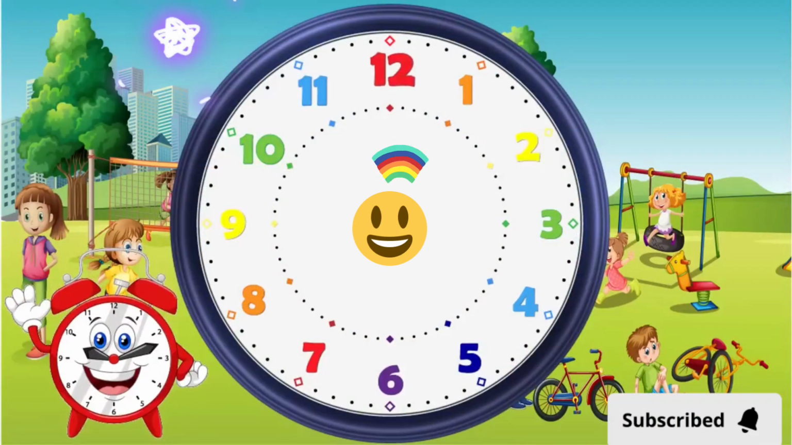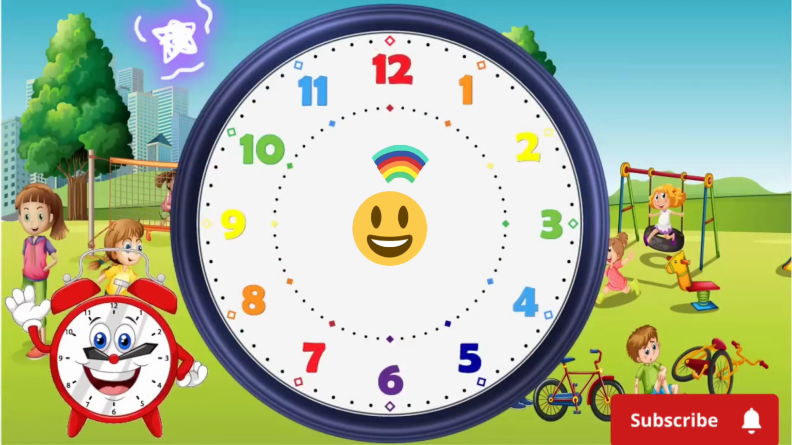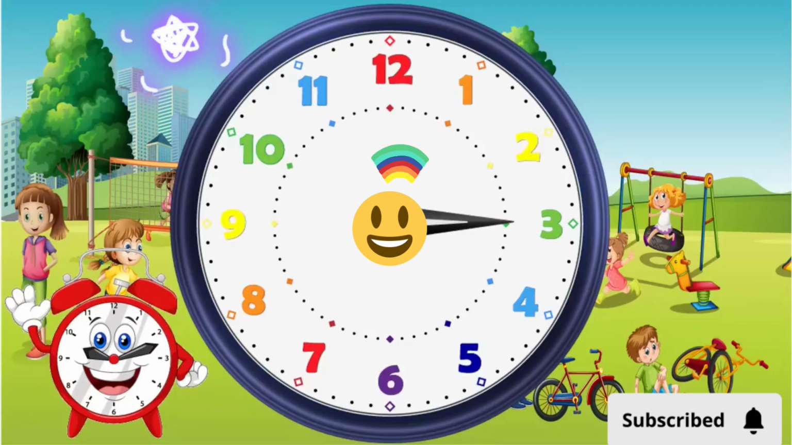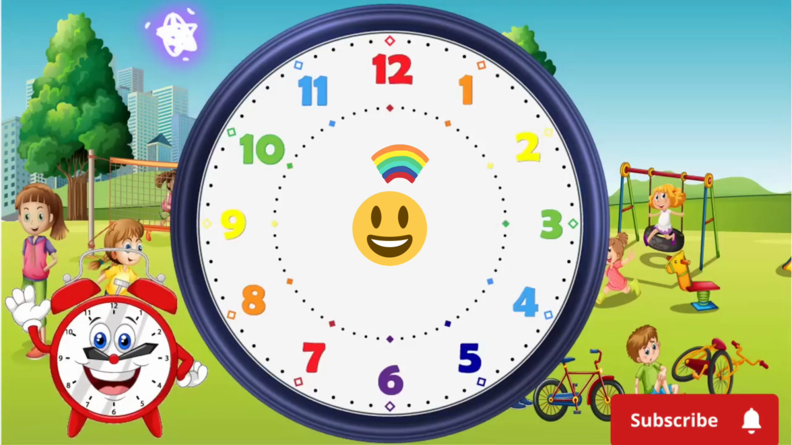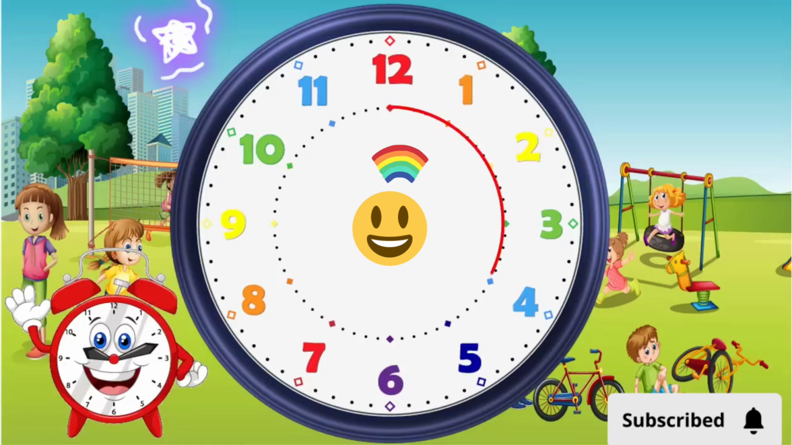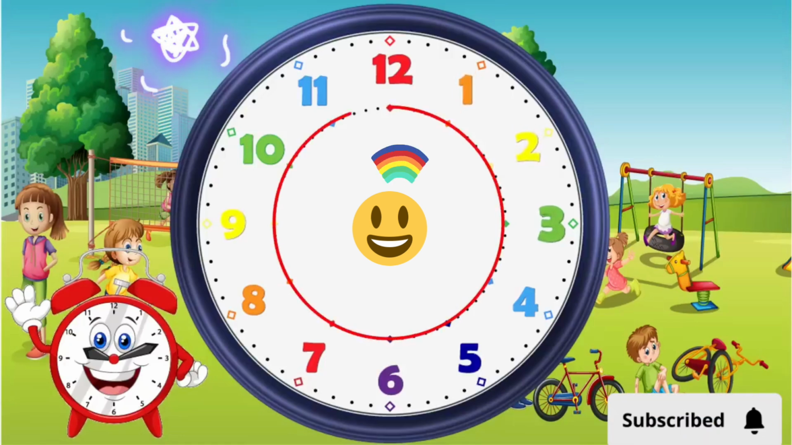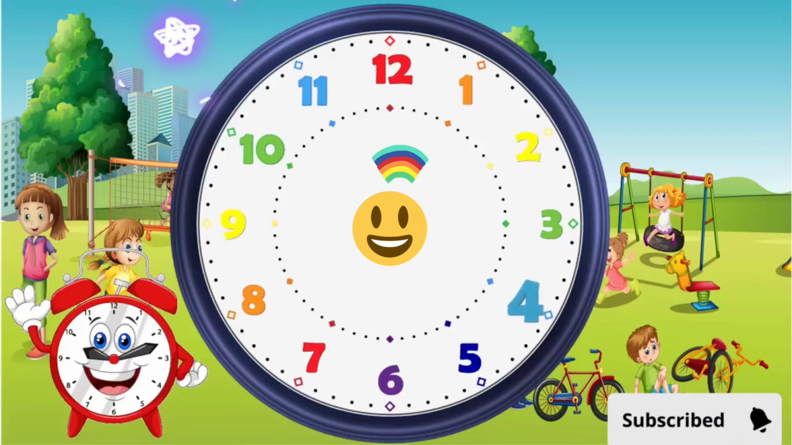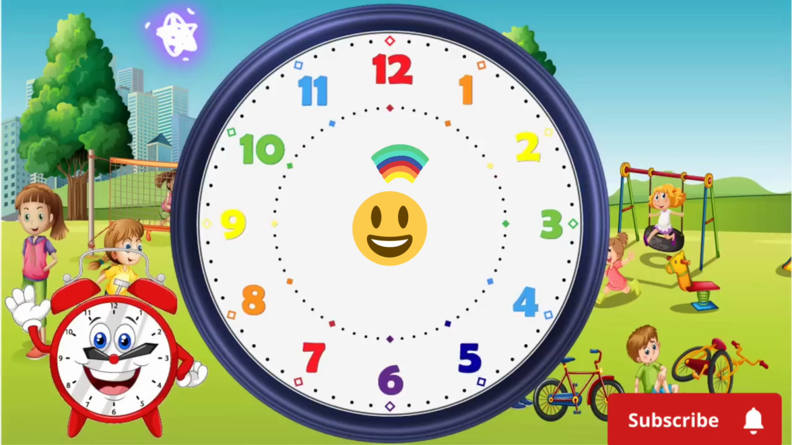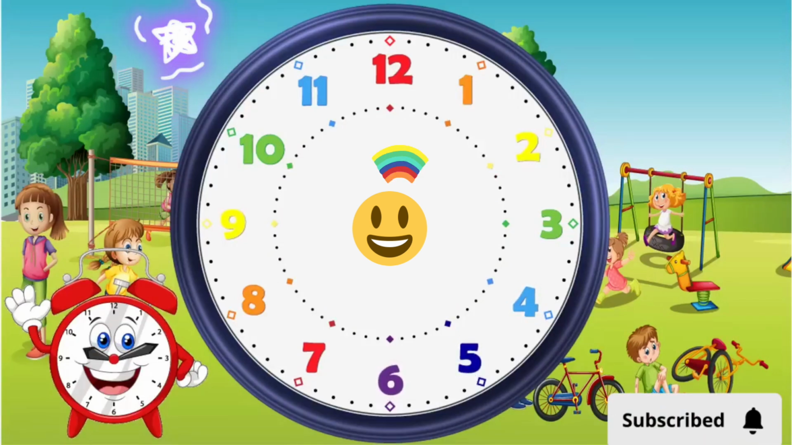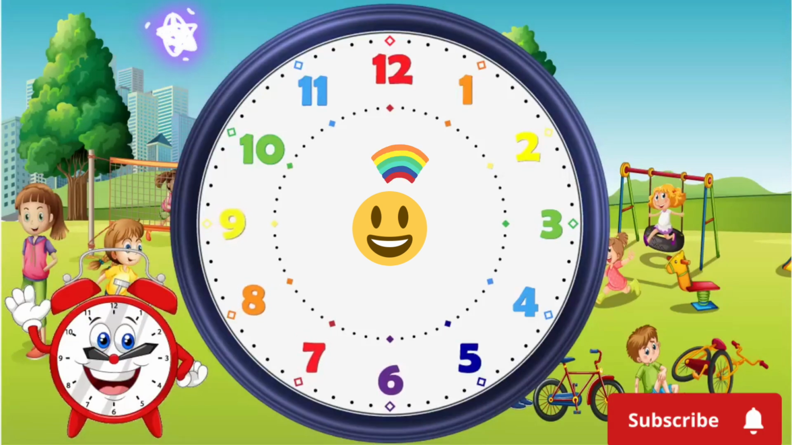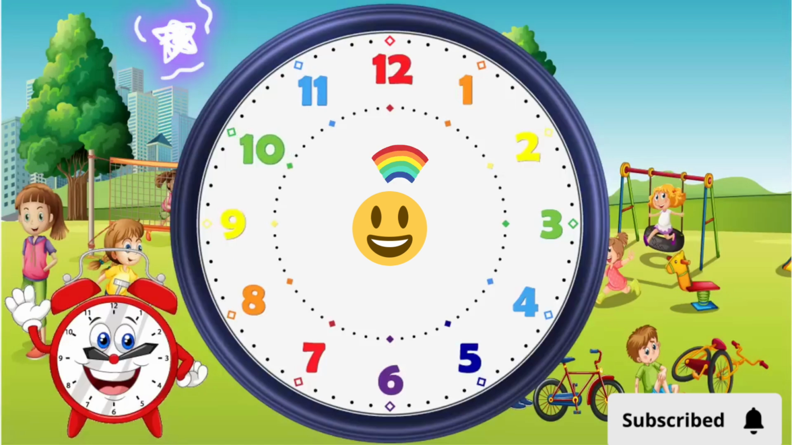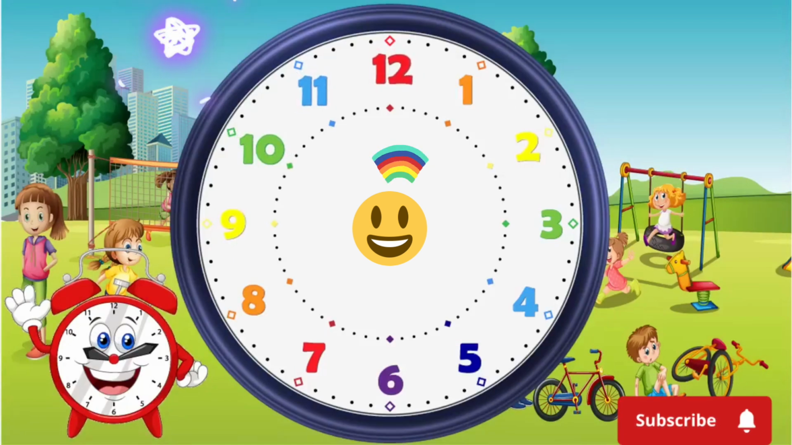face. It has the number 12 at the top and moves from left to right. This is called a clockwise direction. So from 12, we go to 1, 2, 3, 4, 5, 6, 7, 8, 9, 10, 11, and back to 12.